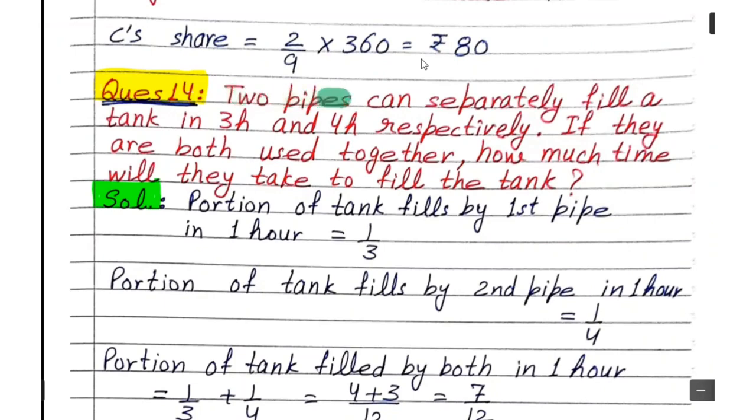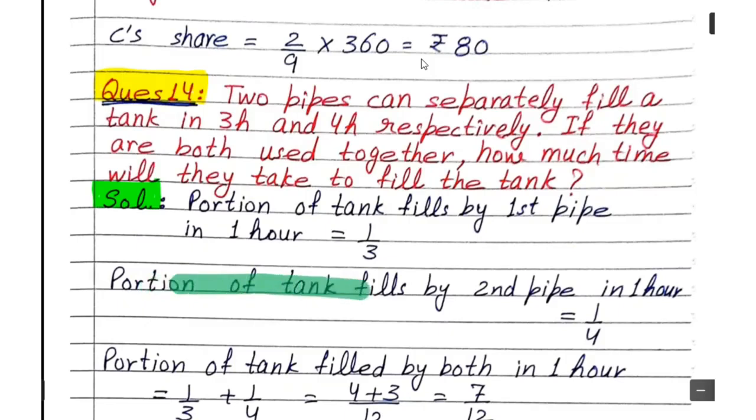Two pipes can separately fill a tank in 3 hours and 4 hours respectively. If they are both used together, that is both the pipes are used together, how much time will they take to fill the tank? Children, it is very easy. See, portion of tank filled by the first pipe in 1 hour, that is how much tank is filled in 1 hour, that is 1 by 3, 1/3 of the total volume of the tank, right?